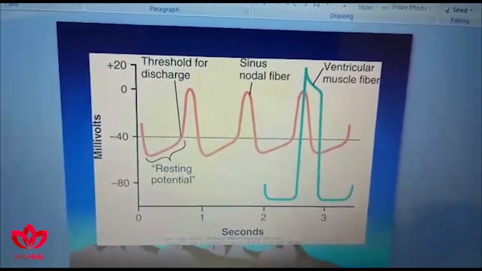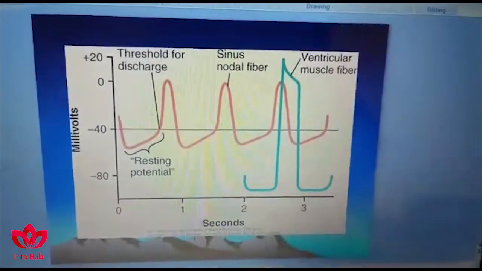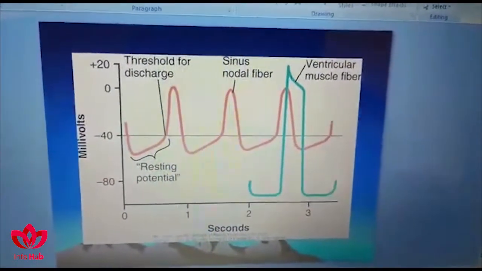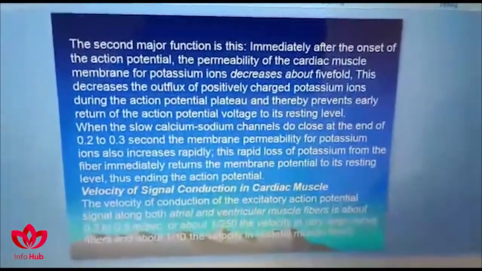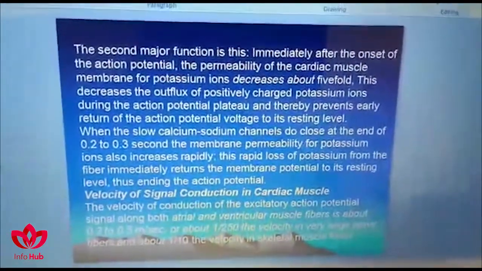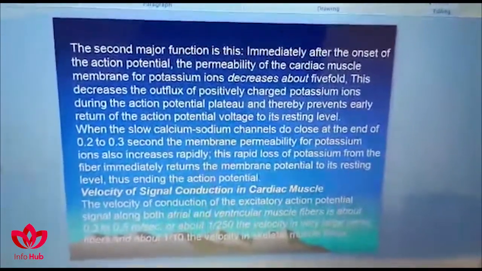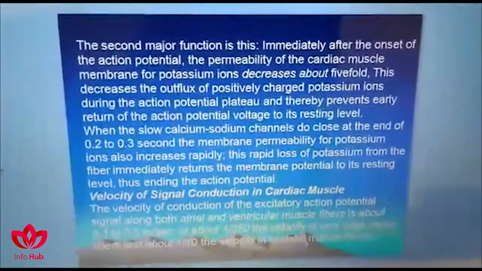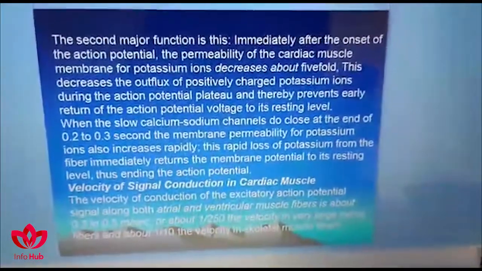So here you can see that in the Purkinje muscle fibers, there is no plateau phase, and this plateau phase in the typical cardiac muscle action potential is present in ventricular muscle fibers. The second major function is that immediately after the onset of the action potential, the permeability of cardiac muscle for potassium ions decreases about 5-fold. So this decreases the outflux of positively charged potassium ions during the action potential and thereby prevents early return of the action potential to its resting level.